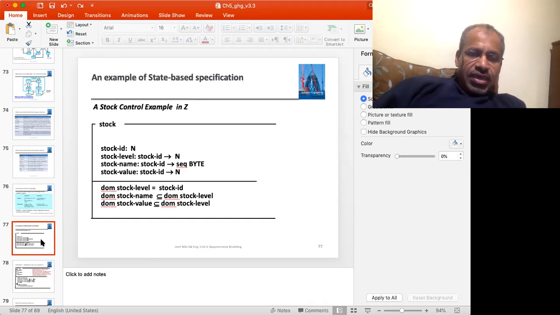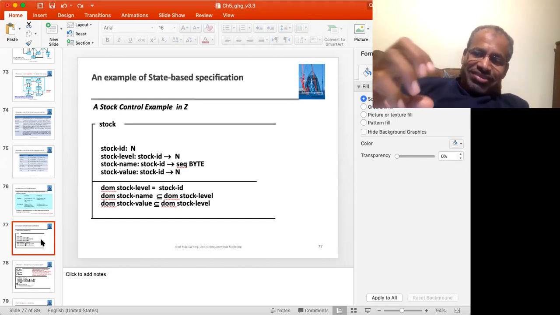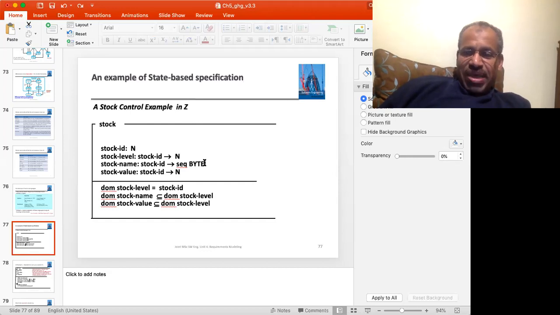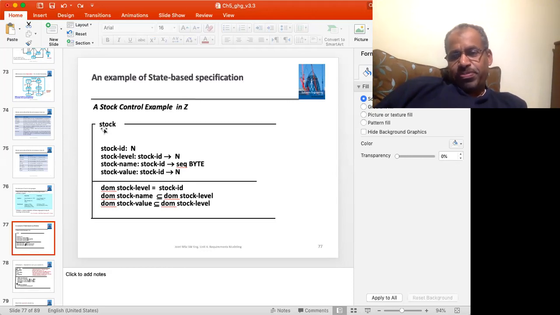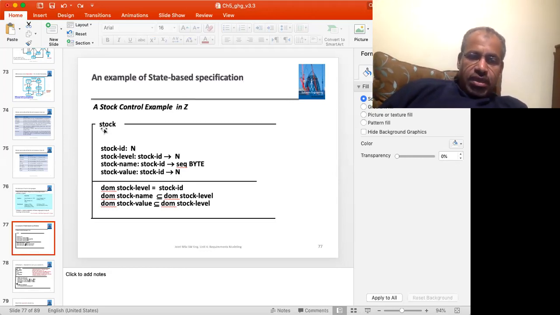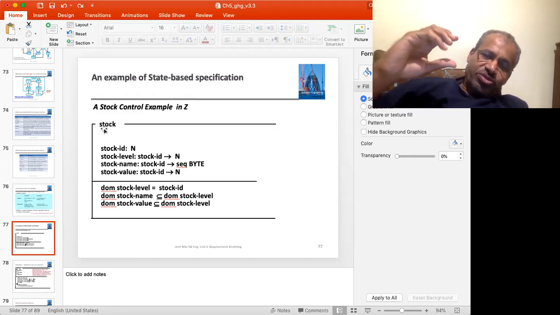It's a state-based or state-oriented specification language, and we describe various constructs in the system as states, and we use this notation, which is called a schema. At the top left-hand side there, the name stock is the name of that schema. It's like I'm describing an inventory system, and I'm describing the constraints that operate on that inventory system. So it's called stock.